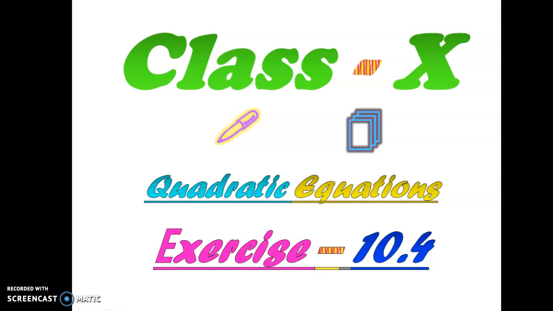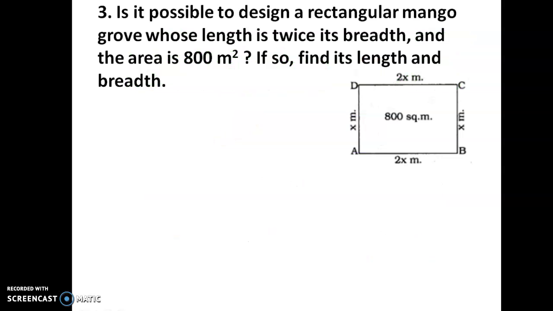Hello students, in this chapter quadratic equations, let's continue solving exercise 10.4 in this video. Third problem: is it possible to design a rectangular mango grove whose length is twice its breadth and the area is 800 meters square? If so, find the length and breadth.